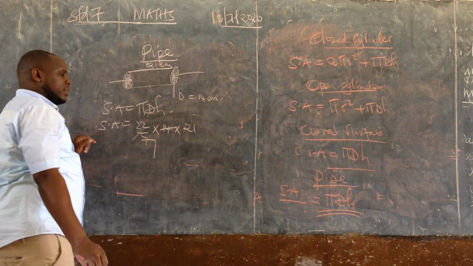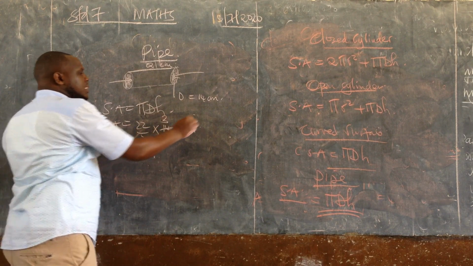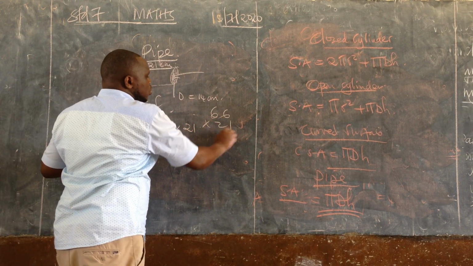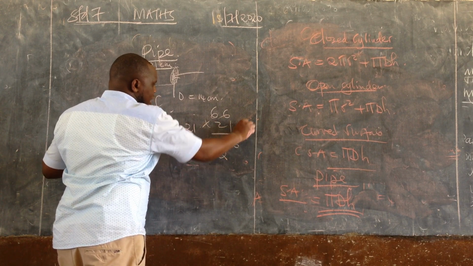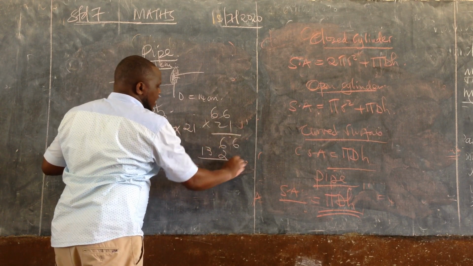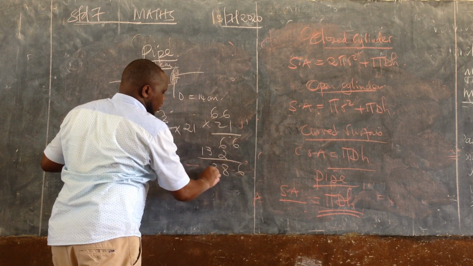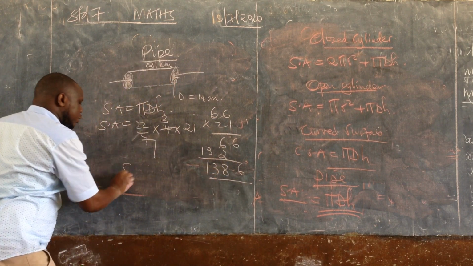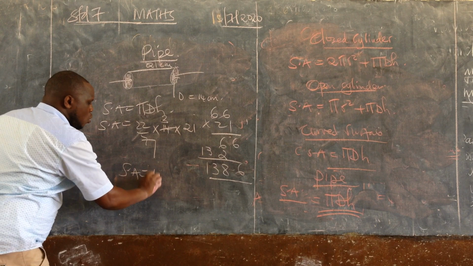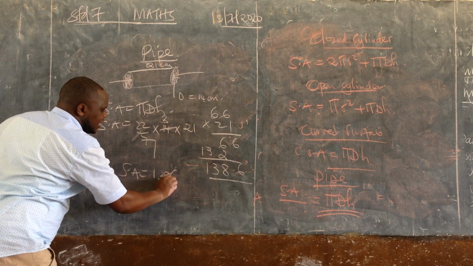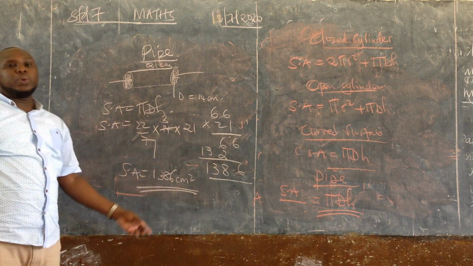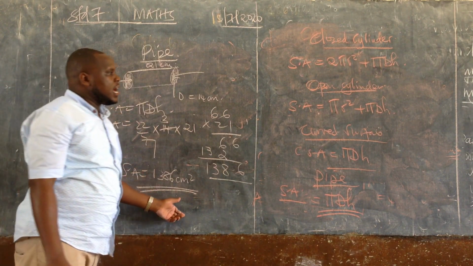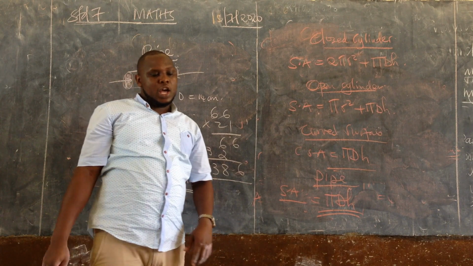So 7 into 14 is 2, 7 into 21 is 3. This is going to be 22 times 2 times 3, which is 66. You multiply that by 21. 6 times 1 is 6, 6 times 2 is 12, and that is going to give you the surface area as 1,326 centimeters squared. Remember, area is given in square units. So you must, at the end of the day, write the units as square units.